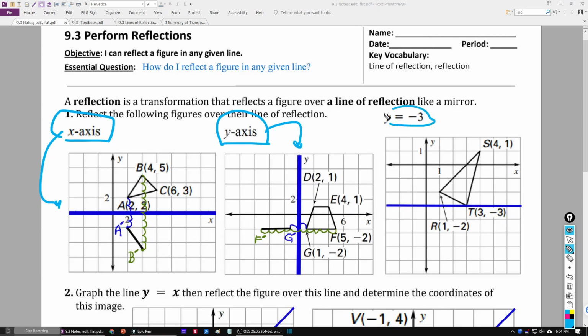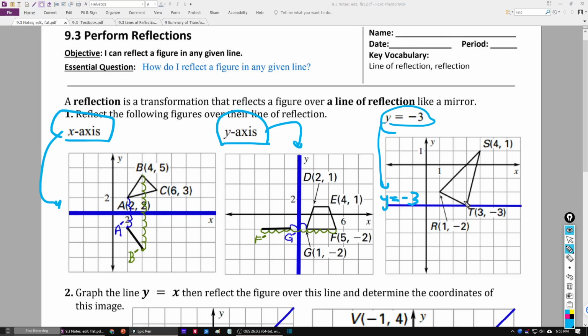And then over here, I gave you this line of reflection. Probably should have let you do it on your own, but I'm helping you out. So this is y equals -3. So you should be able to plot that on your own.